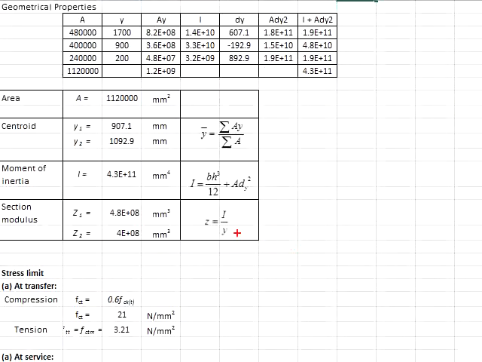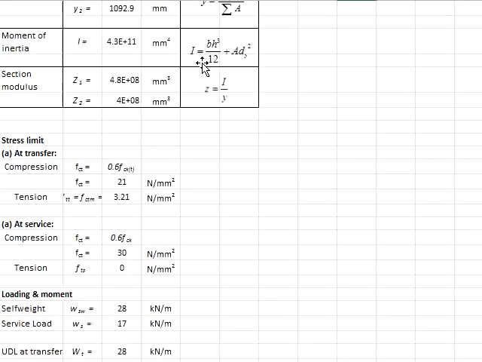Next, you need to calculate the section moduli. It is calculated by dividing the I by the centroid distance of the member. For Z top, you use Y top. For Z bottom, you use Y bottom. The I will be the same. Divide I by Y1, you obtain this. Divide I by Y2, you obtain this.